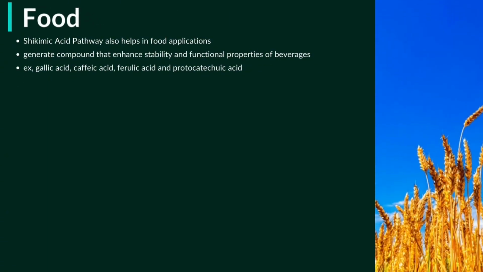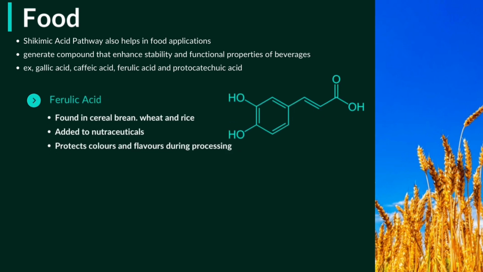Next, we move on to food application. The shikimic acid pathway also helps generate compounds that enhance stability and functional properties of food and beverage. Examples include gallic acid, caffeic acid, ferulic acid, and protocatechuic acid. Ferulic acid is commonly found in cereal bran, wheat, and rice. It is added to nutraceuticals and helps protect color and flavor during food processing.